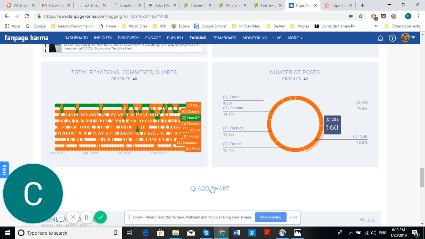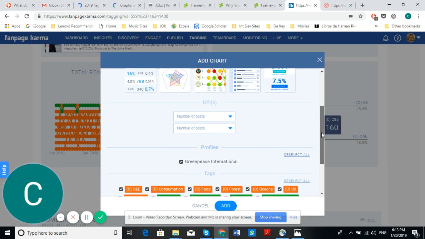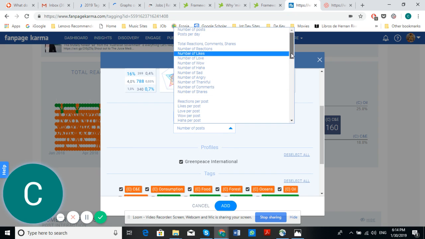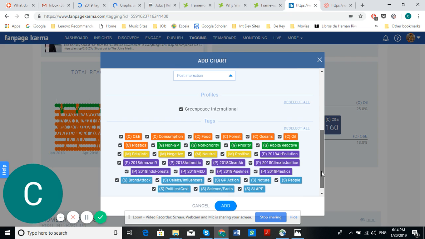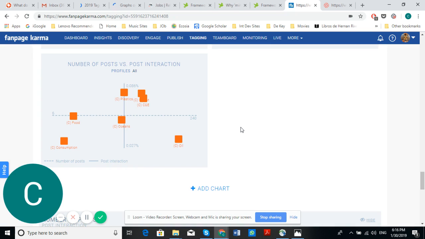Second chart I will show you now is the quadrant. It's this one here, the x-axis. So you select the graph, and then you have two KPIs. So number of posts, and the other one, I use the KPI post interaction right here. And same, I need to select only one category of tags. Let's continue with the example of campaign tags. And click Add. So this generates your graph.